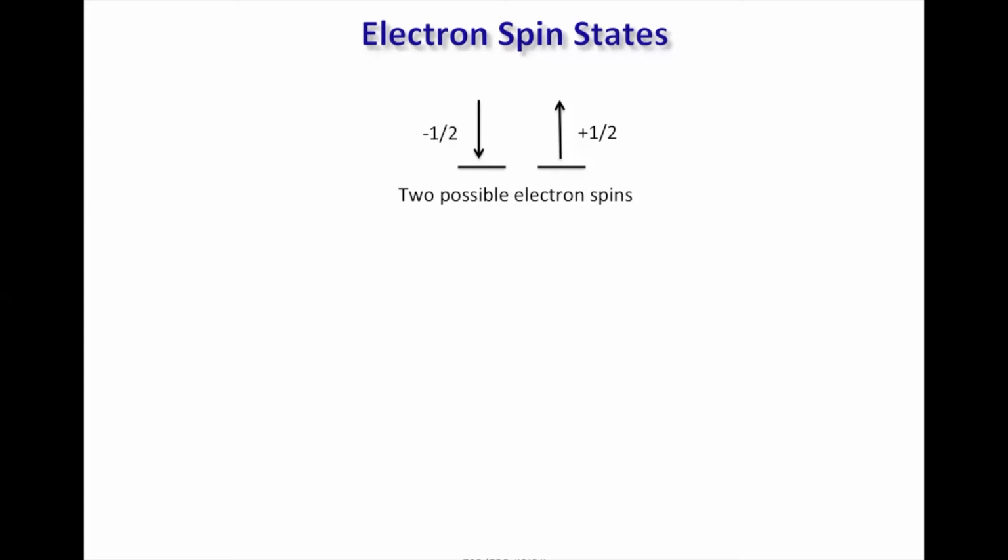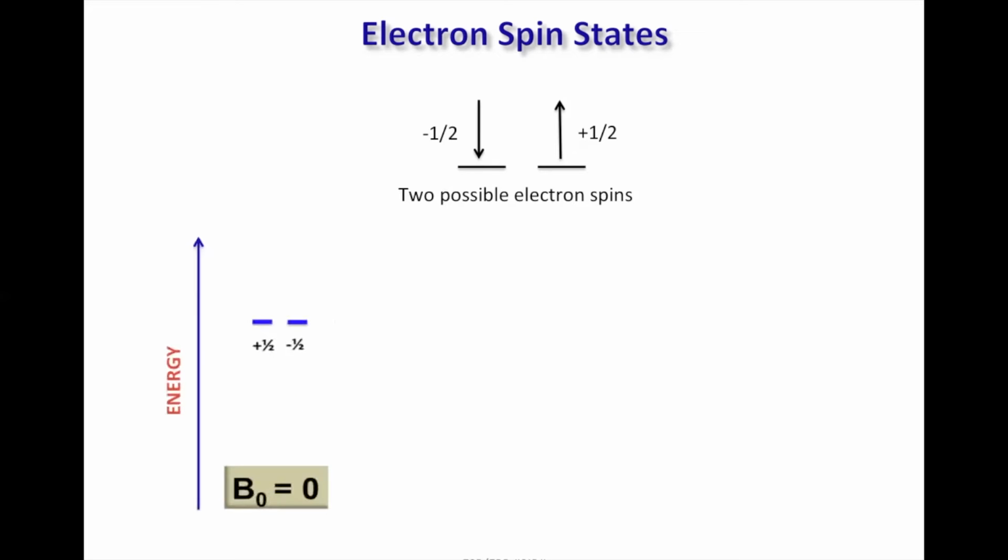Now let us see how an external magnetic field affects the two spin states. For this, let us consider a species with an unpaired electron in an external magnetic field of strength B naught.